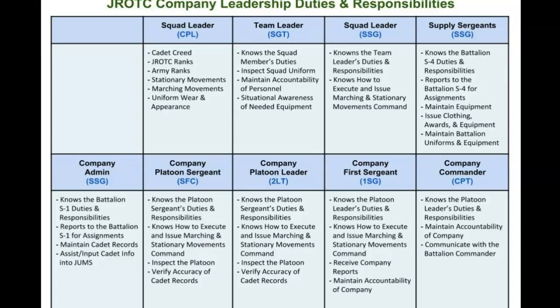When you're looking at the leadership responsibilities, these are the leadership responsibilities at the JROTC level, and this is based on a company arrangement.